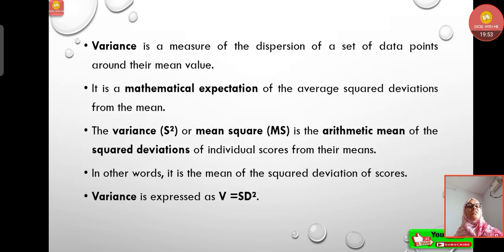Variance is a measure of the dispersion of a set of data points around their mean value. It is a mathematical expectation of the average squared deviations from the mean. So the variance S square or mean square MS is the arithmetic mean of the squared deviations of individual scores from their means. In other words, it is the mean of the squared deviation of scores. Now variance is expressed as V equal to standard deviation square, SD square.